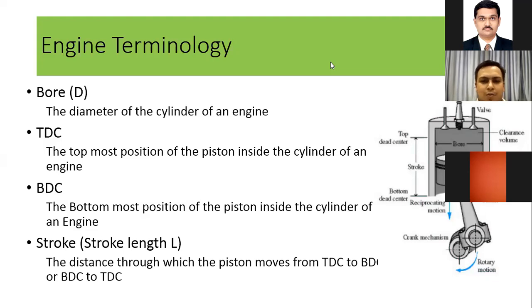So now my question, a very fundamental question to all the students: if I have a four stroke engine, then how many revolutions of the crank, here you can see the crank, so how many crank revolutions are required to complete the four strokes, meaning one cycle for a four stroke engine?